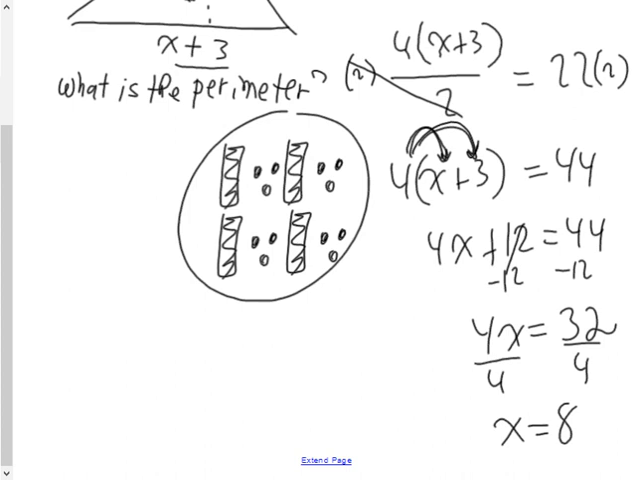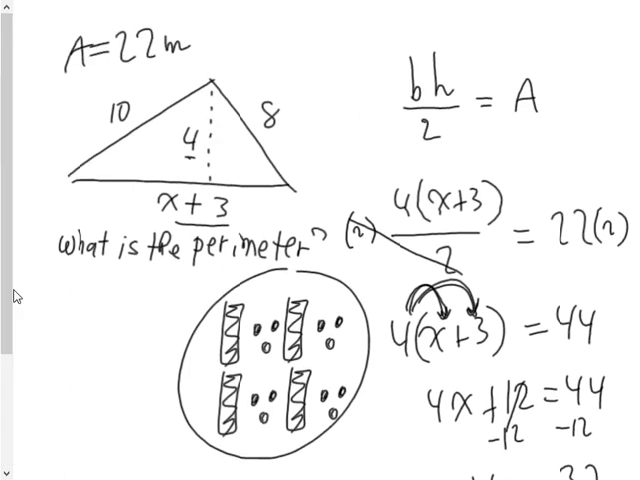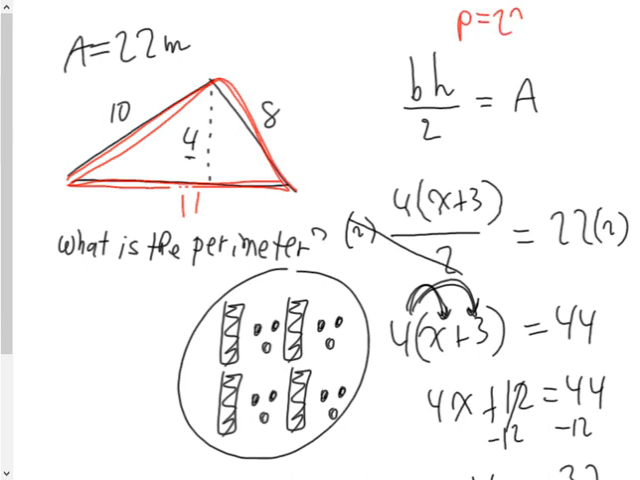Now that's important, because the question was, what is the perimeter? And the perimeter is the distance all the way around this triangle. So if we know x is 8, I can substitute the x right here for 8. And now I know that that base is not x plus 3, but the base is really the number 11. Right? I can change that x plus 3 to 11 because I know that x is 8. And once I know that, the perimeter will be 8 plus 10 plus 11, which will be 29. So therefore, the answer to the question, what is the perimeter? The perimeter would be 29 meters. Okay?